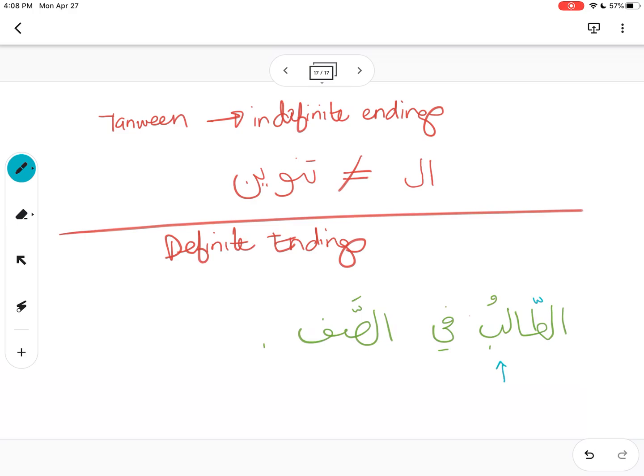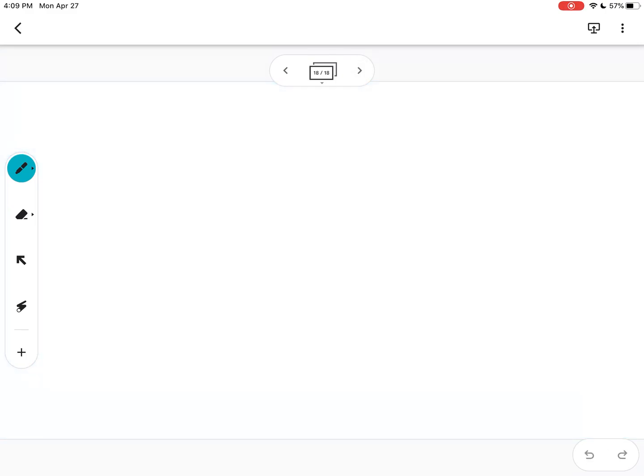So here the ba has dhamma, so we're going to say الطالب في الصف. Remember, we're connecting these. الطالب في الصف. If this word صف had a kasra, you would say في الصف. Right? So anytime you see a word and the last letter has a haraka, just pronounce it. That's all definite endings are. Now, each of these definite endings have a meaning. One's for a subject, one's for an object, one's for different types of verbs. You don't need to know all that. All you need to know is how to read them.